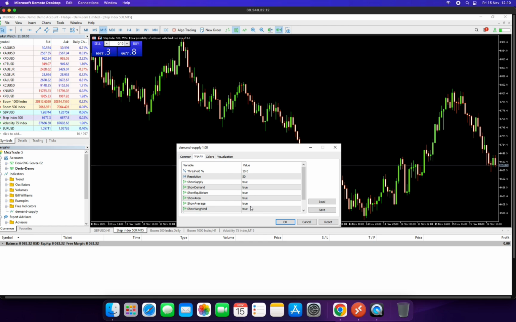Okay. So now, in this place, you have the areas, the levels, the high level, the mid level, and the low levels. All of them have their color. When you enable them here, it will show. If you disable them, it will not show.